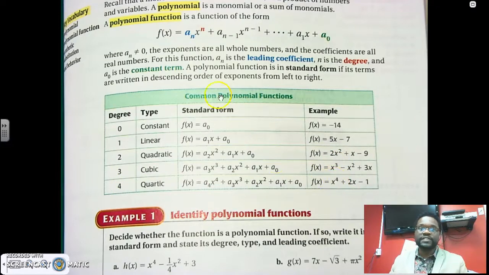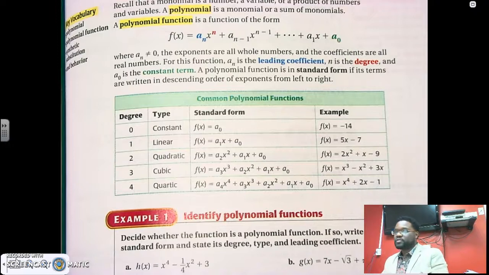Notice here, these are the common polynomial functions. We should know what a line looks like in general, and what a quadratic equation looks like in general, and what a cubic equation looks like in general. Alright? And so that's the first thing we're going to talk about.